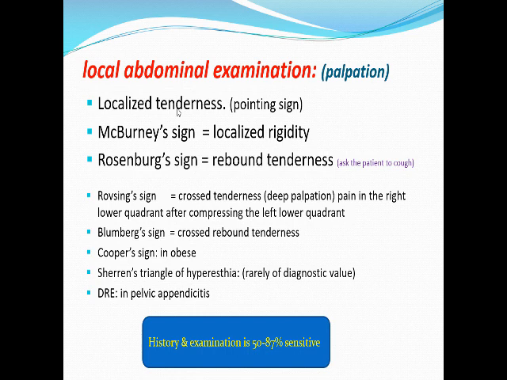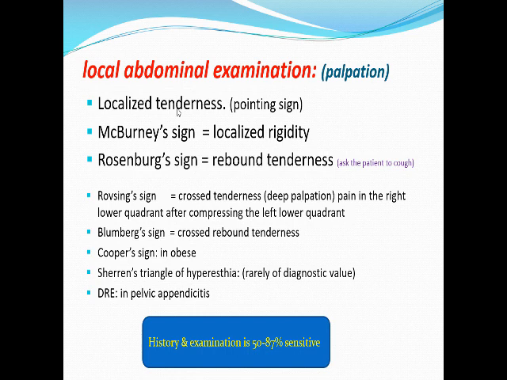The other one is rebound tenderness, or Rosenberg sign. For rebound tenderness, you ask the patient to take a deep breath, you deeply palpate the right iliac fossa, and you suddenly release your hand. The patient experiences severe pain, because when you release your hand, the inflamed appendix will hit the parietal peritoneum vigorously.